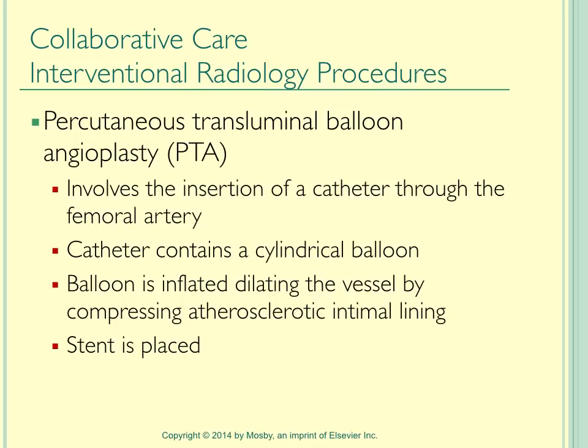We dealt with this in the last content, and it involves the insertion of a catheter through the femoral artery. It contains a cylindrical balloon. The balloon is inflated, dilating the vessel by compressing the atherosclerotic intimal lining, and a stent, a mesh, is placed. Stents are expandable metallic devices. They are positioned within the artery immediately after the balloon angioplasty is done. The stent acts as a scaffold to keep the artery open.